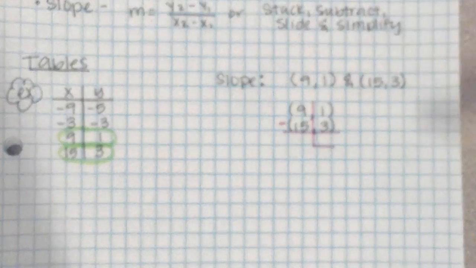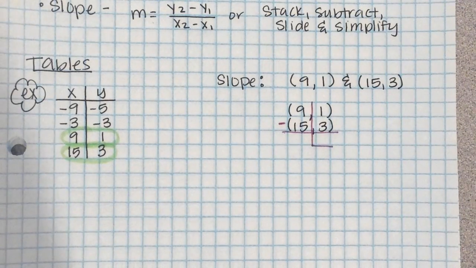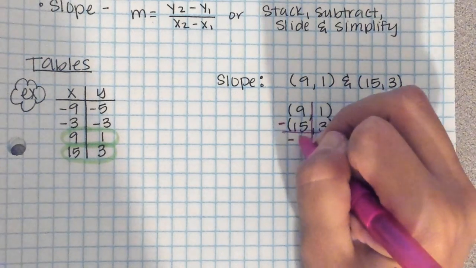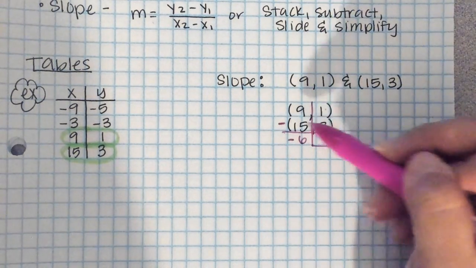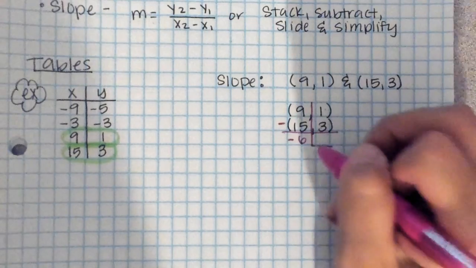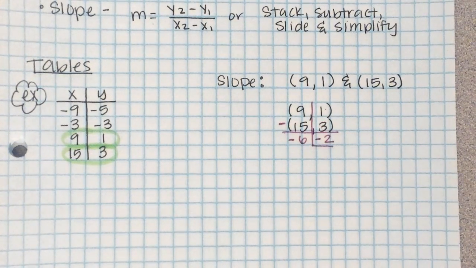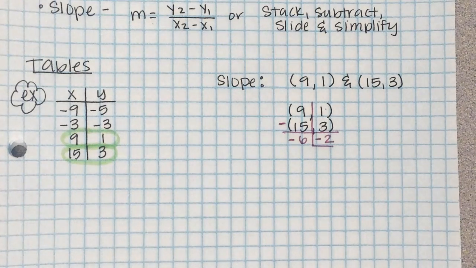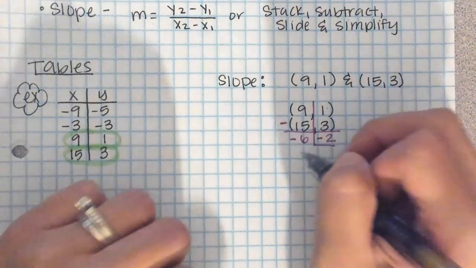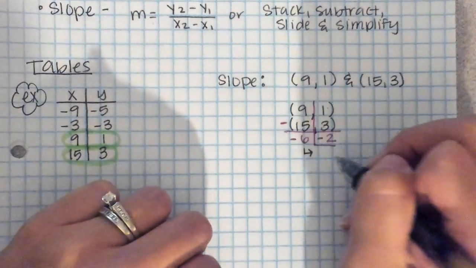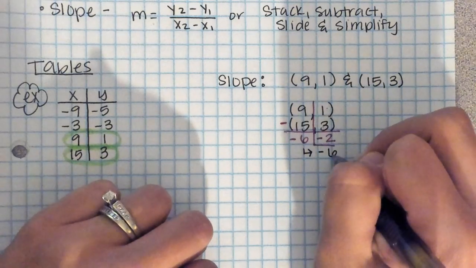9 minus 15. Close. Negative 6. 1 minus 3. Negative 2. So we stacked them. We subtracted them. What's next? We can't reduce yet before we do that. Slide and then simplify. So I slide the negative 6 under the negative 2.